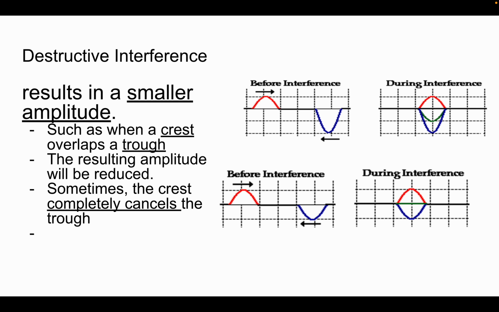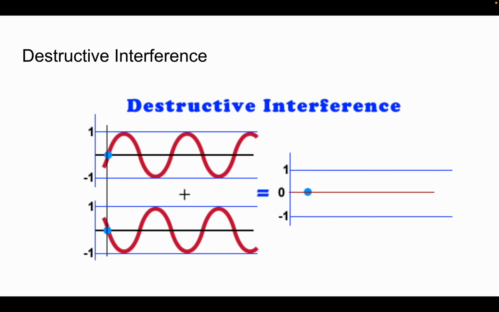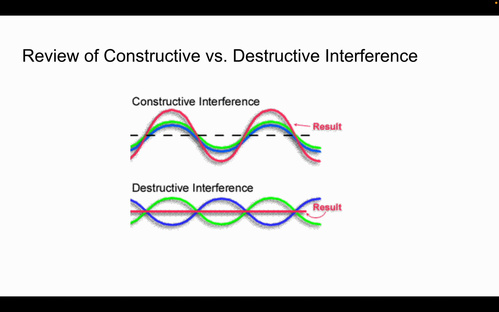In the top one, you can see that before and after interference we are left with a green wave, and because the blue wave has a higher amplitude, the green resulting wave is closer to the blue wave. But then in the bottom example, you can see that this red and blue wave have the exact same amplitudes, they're just opposite, and therefore their interference will result in a straight line. So here's a great example of destructive interference. Here's another picture of our constructive interference versus our destructive interference.